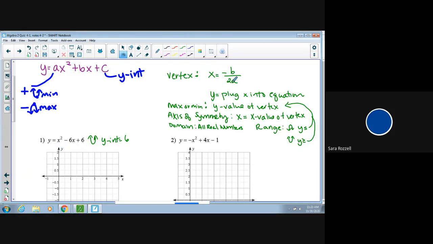So I'm going to say x equals negative b over 2a. The b value is negative 6, right? Because b is in front of the x. What's a negative 6 make?